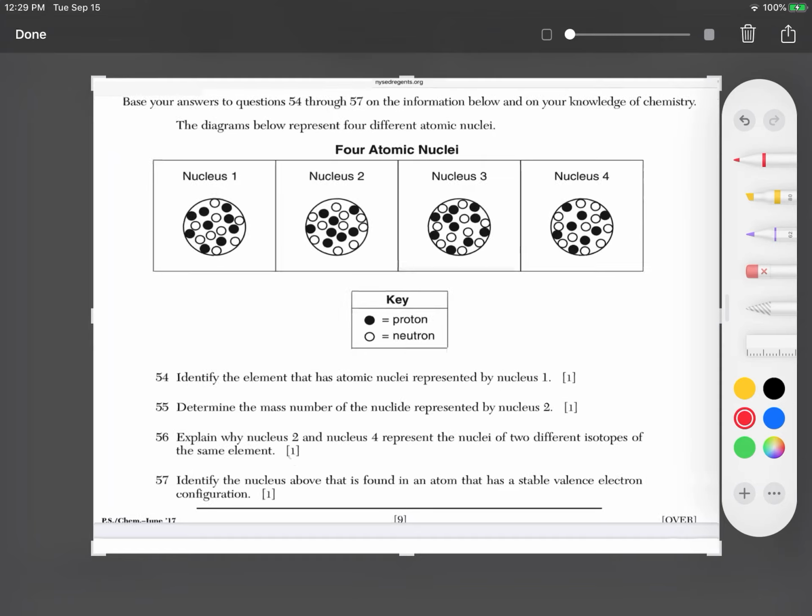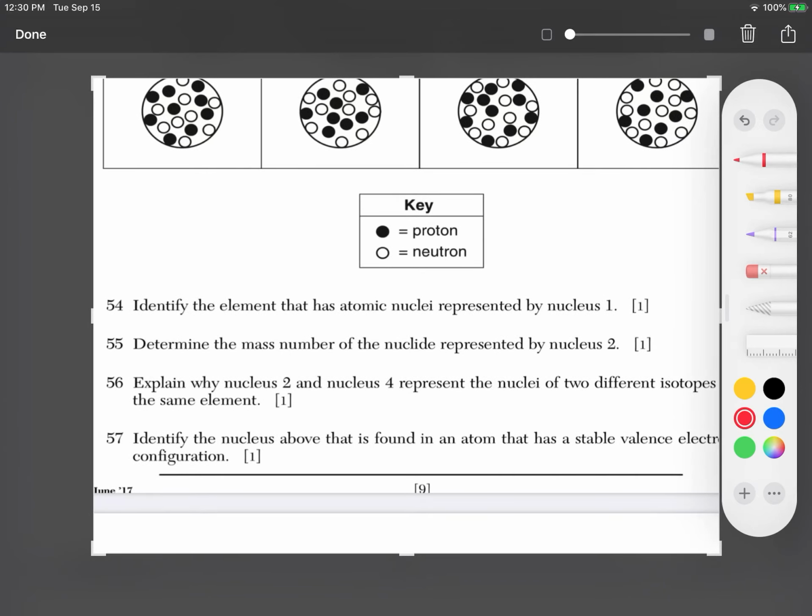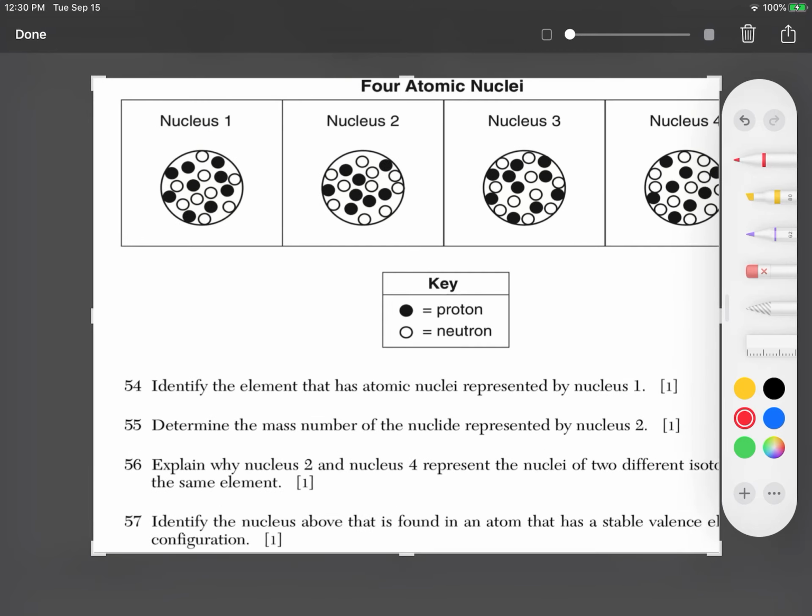Number 54, identify the element that's the atomic nuclei represented by nucleus 1. Okay, let's go to nucleus 1, guys. So the element from nucleus 1. Well, remember I said what tells us the element is the atomic number. The atomic number is simply the number of protons, or black dots in this case. So we need to count the black dots here. 1, 2, 3, 4, 5, 6, 7, 8, 9 dots here. So 9 means the atomic number is 9.